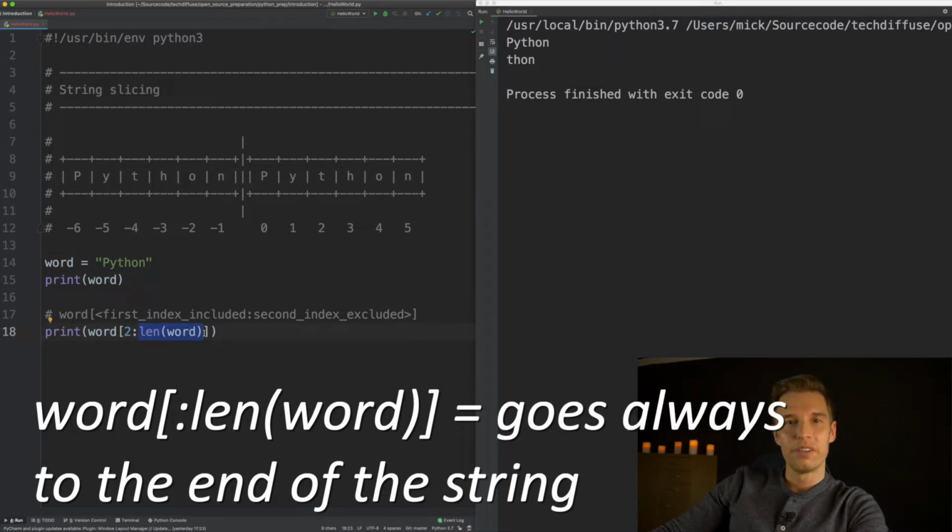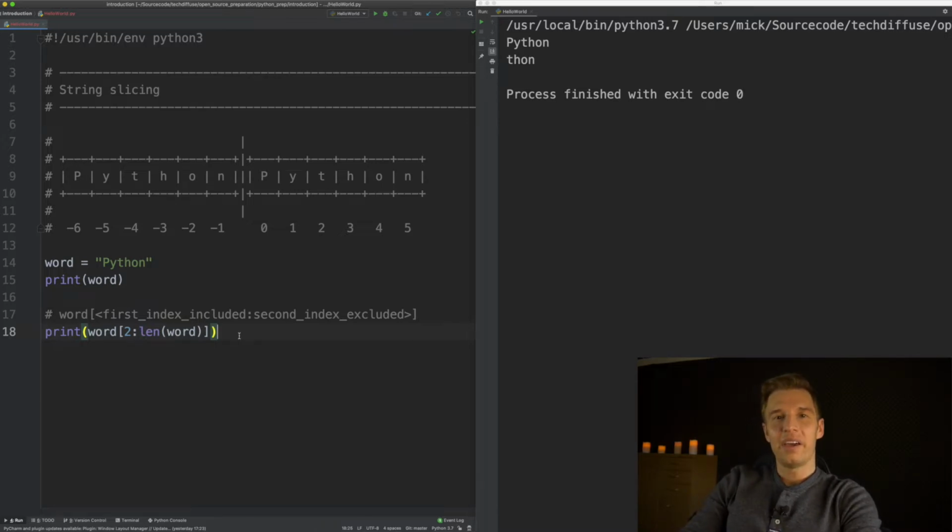This is a nice and convenient trick you can use to be able to have just the appendix of a word, if you will. Okay, so you might ask yourself now, why have the developers of Python made this like this? So why do we have the first number included and the second number excluded? The reason for this is they want to be sure that if you add the two substrings together, it always delivers the complete word. Okay, so what I mean by that.